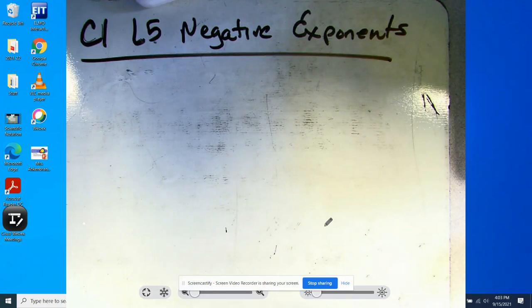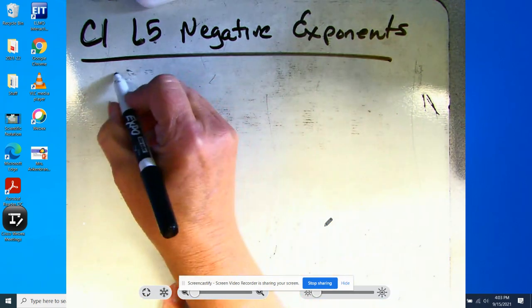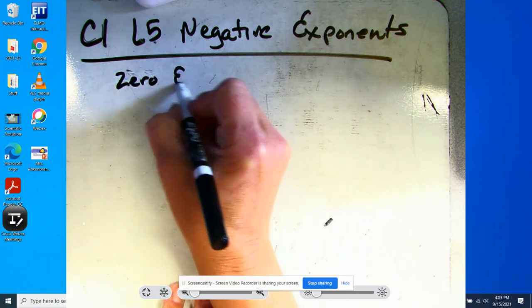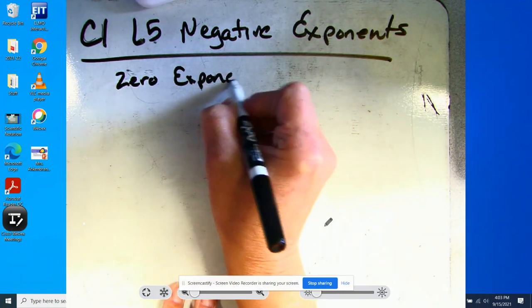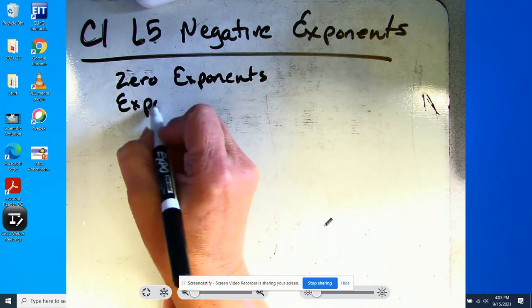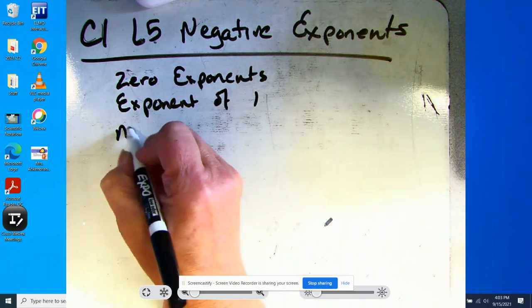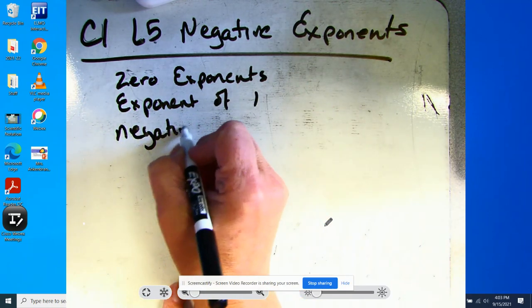Hello, everybody. Okay, so today this lesson is going to be on negative exponents. We're on Chapter 1, Lesson 5. So when we've looked at exponents before, a couple of things that we need to talk about. We need to talk about zero exponents. We need to talk about the exponent of 1. And we need to talk about negative exponents.